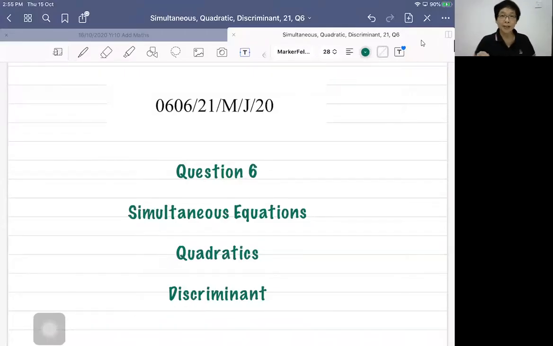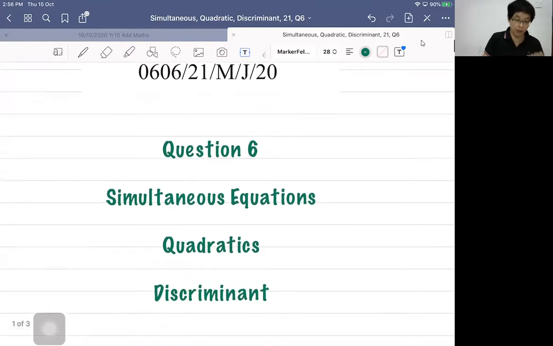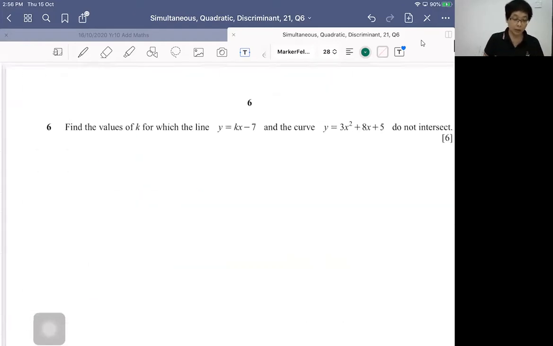Hi, welcome back. Once again, we're going to look into another topical maths past paper practice. Here we go. We are looking into May-June 2020, paper 2-1 from question number 6. And this time, we're going to touch on some simultaneous equations into quadratics and discriminant. Let's take a look at the paper.